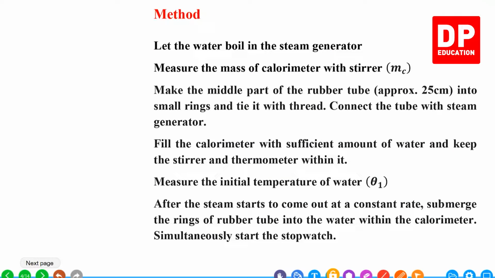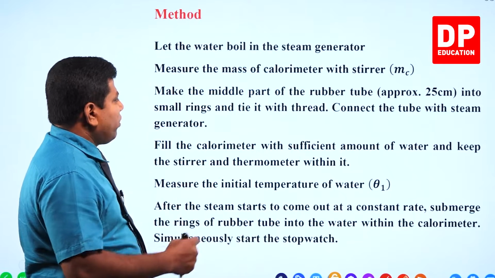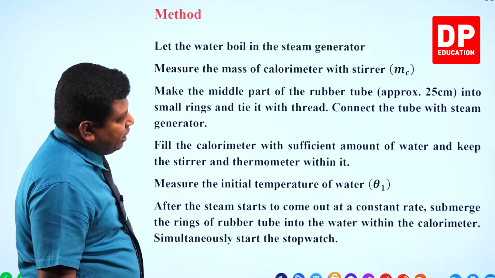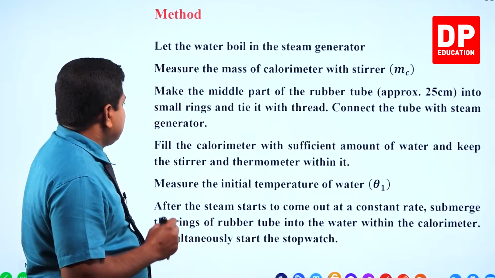Method. Let the water boil in the steam generator. Measure the mass of calorimeter with stirrer. Calorimeter and stirrer. Don't forget the stirrer. In the exam, if you don't write stirrer, you might lose marks. Make the middle part of the rubber tube, approximately 25 centimeter, into small rings and tie it with thread. Connect the tube with the steam generator.